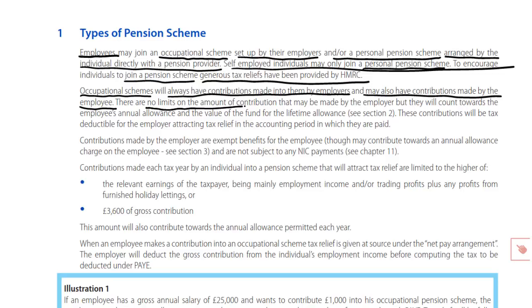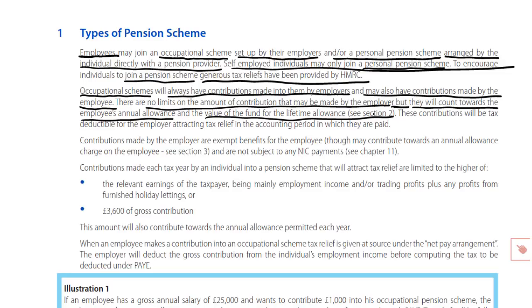No limits on the amount of any contribution that may be made by the employer, but we didn't know about this before. But they will count towards the employee's annual allowance and the value of the fund for the lifetime allowance. And we pick this up in the second section of these notes.